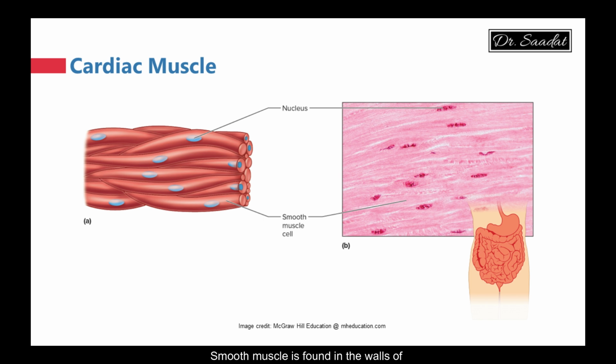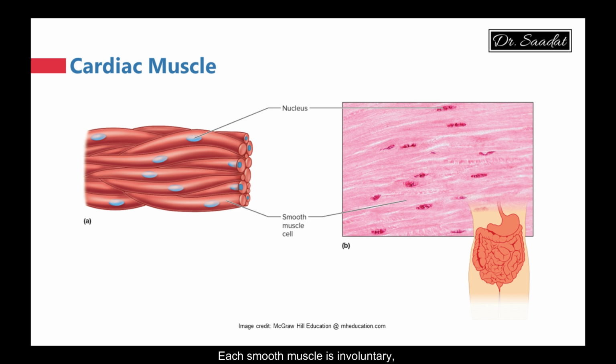Smooth muscle. Smooth muscle is found in the walls of hollow organs such as the digestive tract, blood vessels, bladder, airways, and uterus. Unlike skeletal and cardiac muscle, smooth muscle is non-striated under a microscope. It consists of spindle-shaped fibers with a single nucleus each.